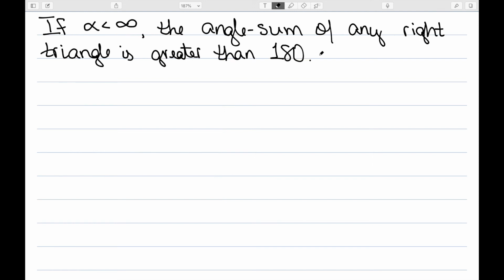And finally, I can give the beginning of one of my big proofs for spherical geometry. If alpha is less than infinity, so I do have a finite distance, which means I'll be in my spherical geometry case, the angle sum of any right triangle is greater than 180. So this is specifically going to look at right triangles instead of all triangles, but it is a start.